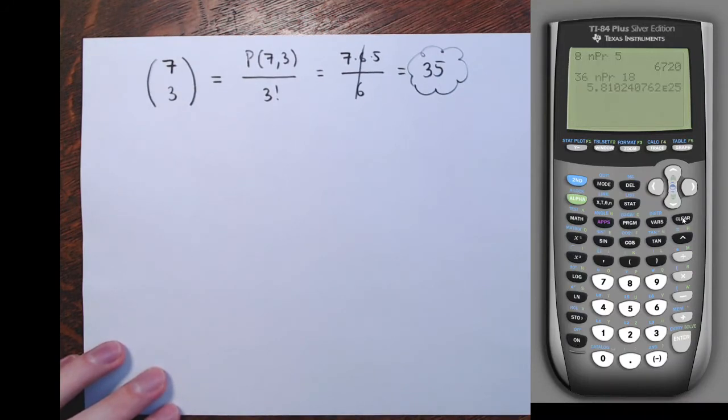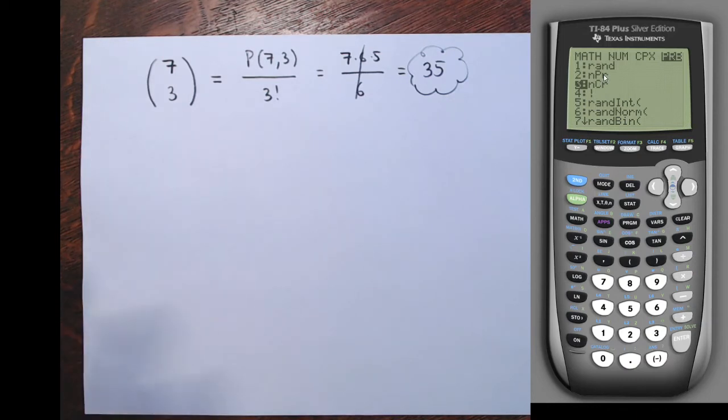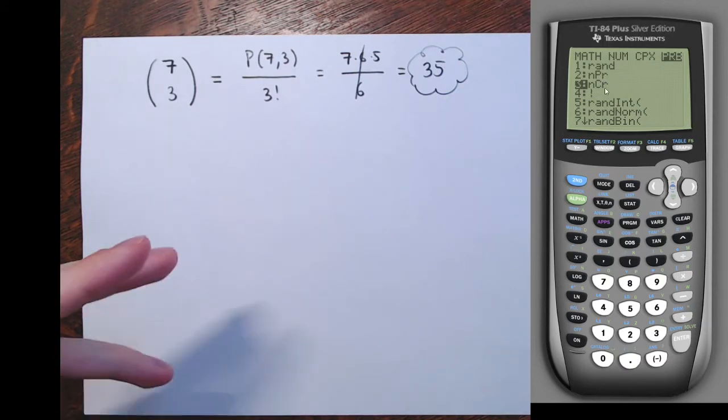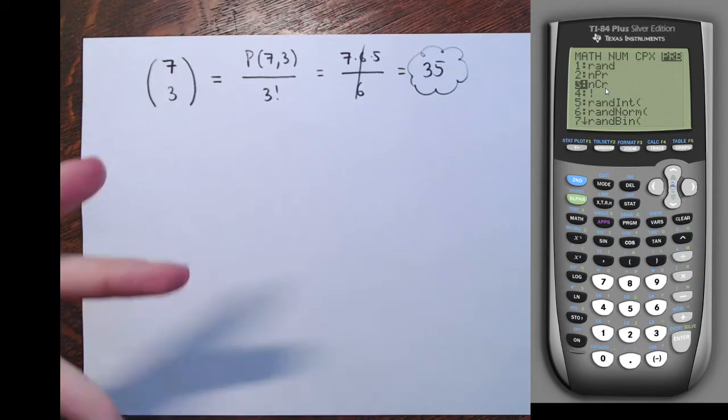No, this is from the last video. Right underneath permutations, if you hit the math button and go over to the PRB menu, you see number 3 down there is nCr. Remember, there's nPr for permutations. That's when you're creating sequences with the parentheses and order matters. nCr is when you're creating the subsets with the braces and order doesn't matter.